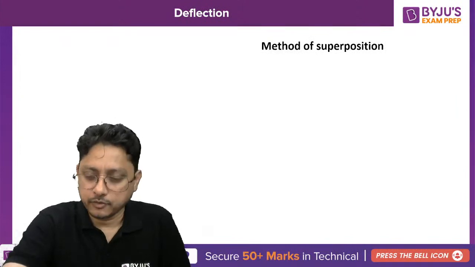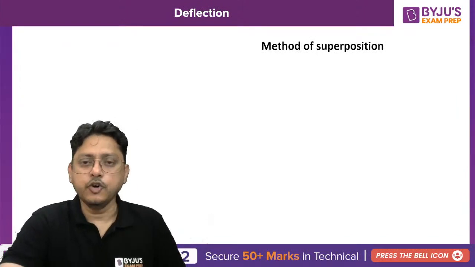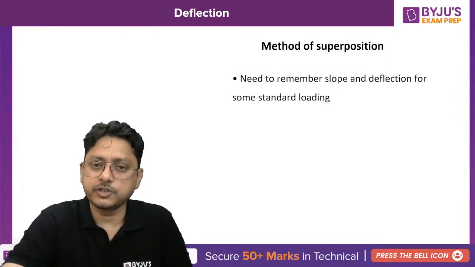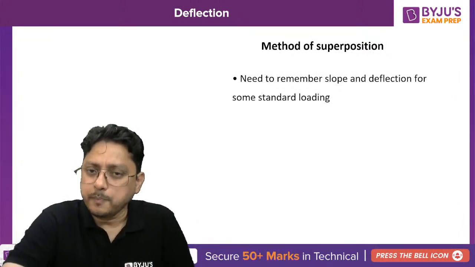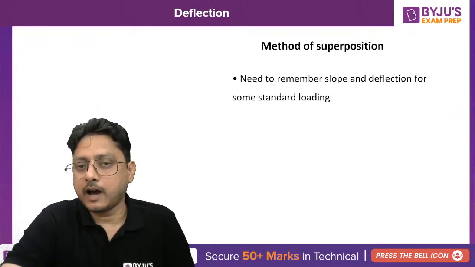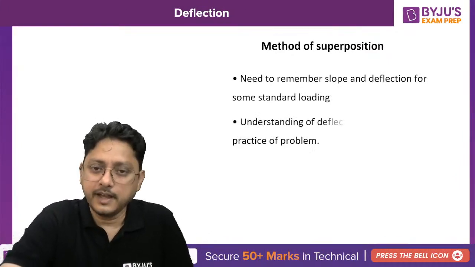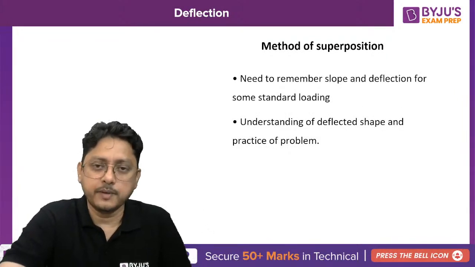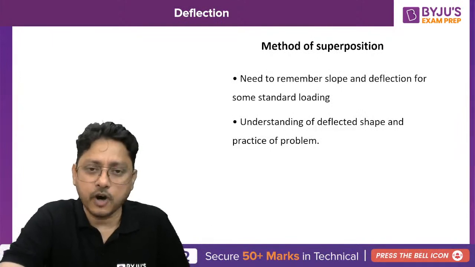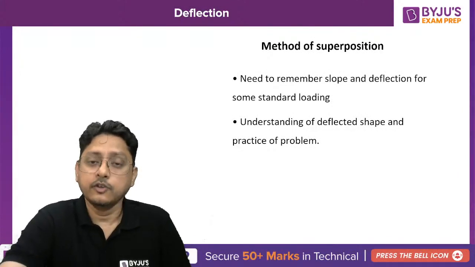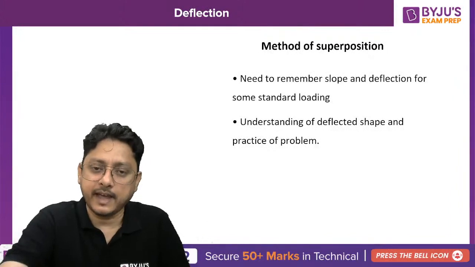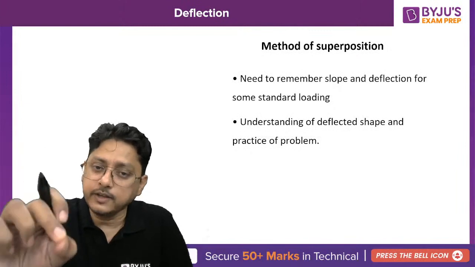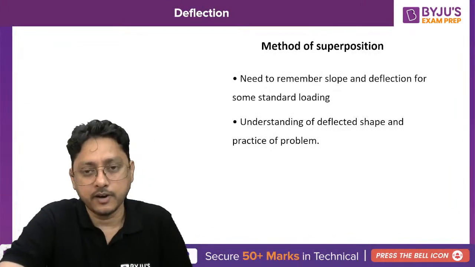Now coming to the method of superposition. In that particular method, a few standard relations are necessary. If you are really going towards the method of superposition, one should understand that the slope and deflection of some of the standard loadings are necessary for you to remember. Then understanding of the deflected shape of the beam is also very important. Only remembering the formula is not going to help you a lot. You need to practice a problem in such a way that you also understand the deflected shape of the beam due to the loading. Then only you can implement whatever formula you have remembered.